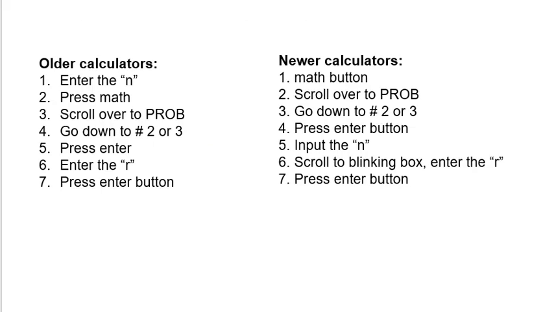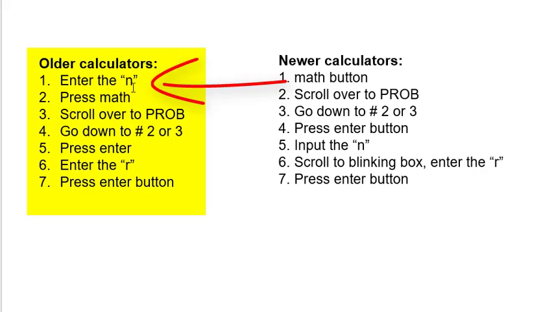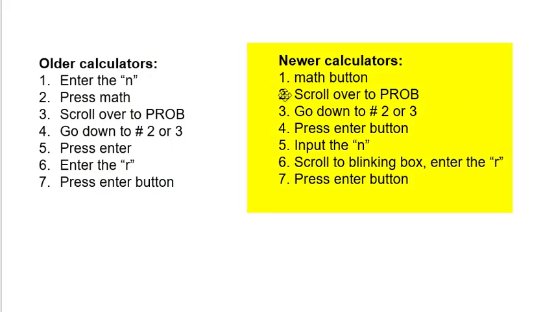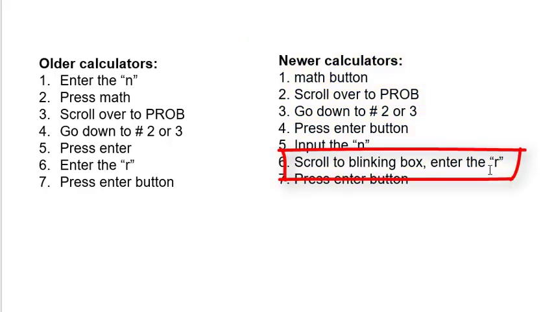Now, depending on your calculator, the older calculators, you do need to enter the N first and then press the math button. On the newer calculators, you can do that if you want to, but you don't have to. You could go straight to the math button, scroll over to probability, go down to number 2 or 3, which is either the permutation or the combination, press enter. Then you could input the N. Then you'll scroll over to the other blinking box and enter your R and press the enter button.